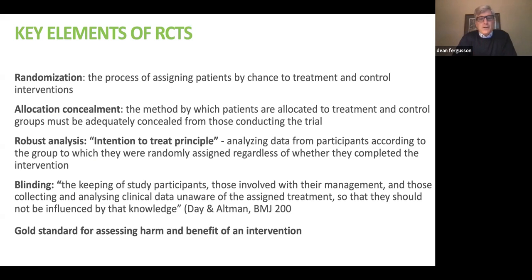Robust analysis is obviously a key element of RCTs. We try to stick to the intention to treat principle. So you analyze the patients as they were allocated to the groups that they were randomized, regardless of what happens to them once they're randomized. They may cross over, they may drop out, etc. You want to adhere to the intention to treat principle. And then the fourth, if you can, is we want blinding. We want to keep at least the study participants, but also everyone else involved in the studies, blind to the treatment they received.